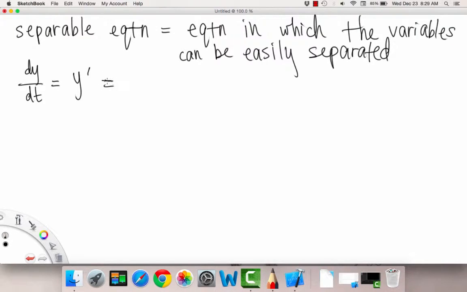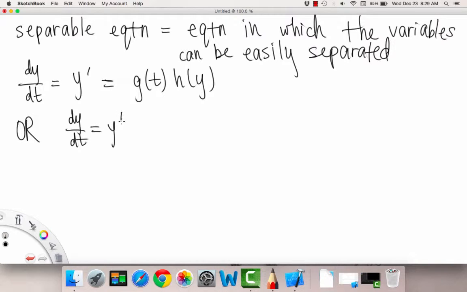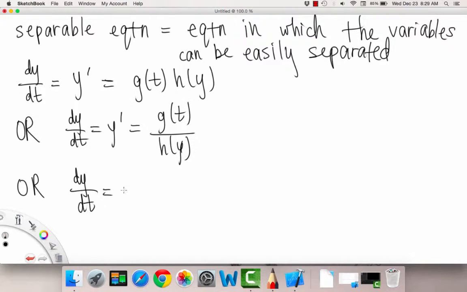Then basically we have something that looks like this, where we have a function of t times a function of y, or something like that, okay? Or we could have something like this, dy/dt, or you might see this as y prime. I'm writing both here so you'd be familiar with both. Or we could have g of t over h of y, some function of y. Right now it doesn't make a whole lot of sense, but you'll see once we get into examples how to recognize whether an equation is separable right off the bat or not, okay?